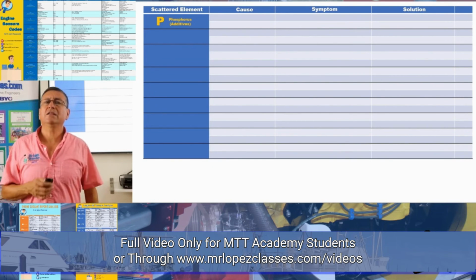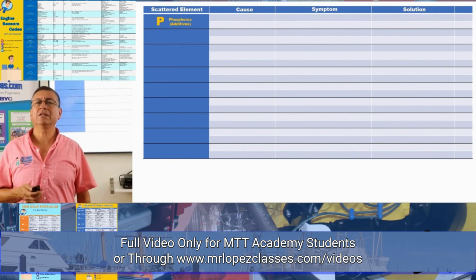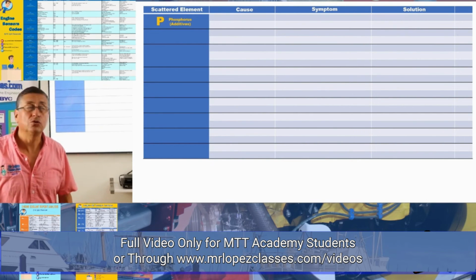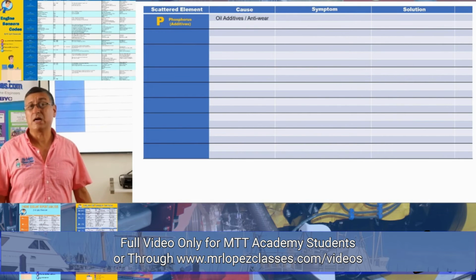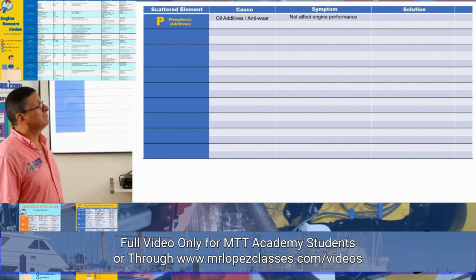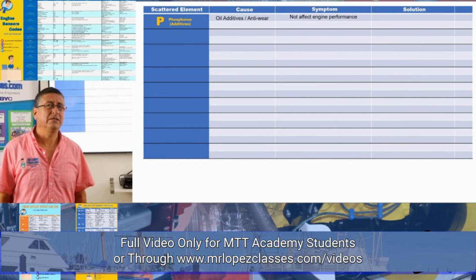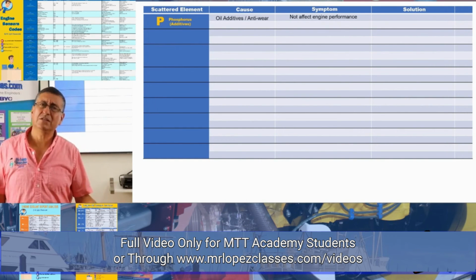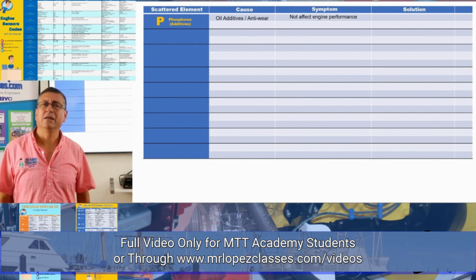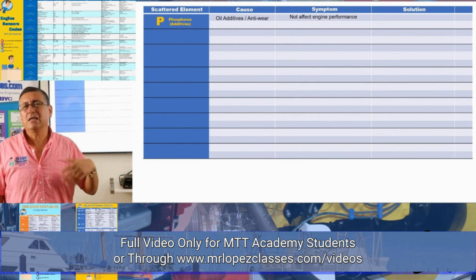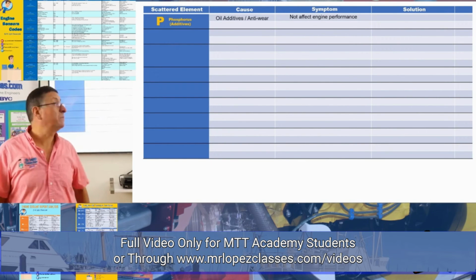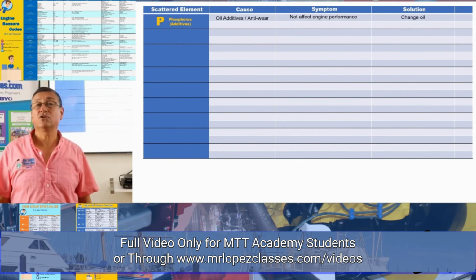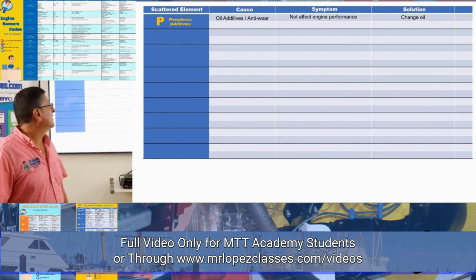This is the first additive that we find in the oil sample. Phosphorus. Oil additive, anti-wear. What is the symptom? In general, it does not affect the performance. It only affects the amount of deposits in the oil pan. And probably if you added too many additives, you clogged the cavities where the oil passes. You need to change the oil and flush the oil with no additives.